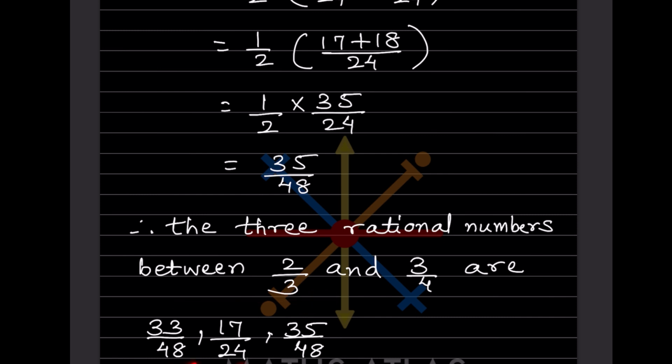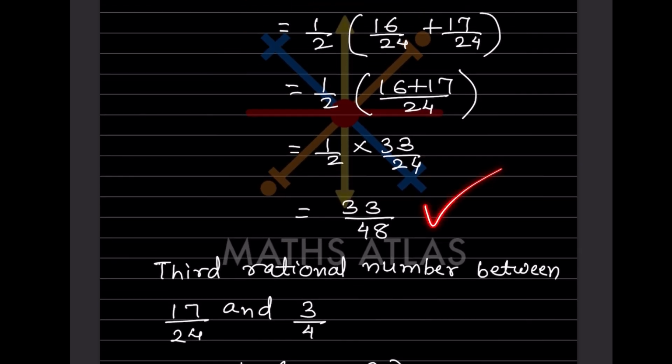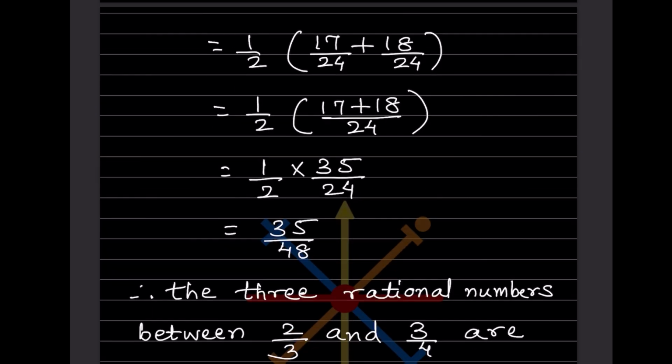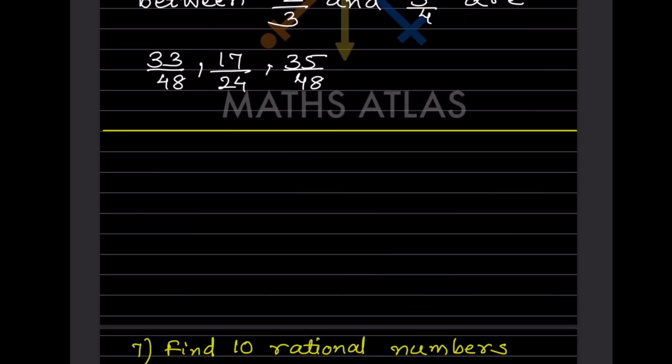So these are the numbers. Later on you can check. So here we got this one as 33 by 48, and these three numbers, you have to check how to put them in a proper order.